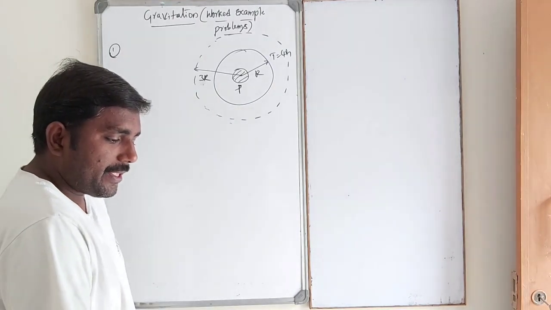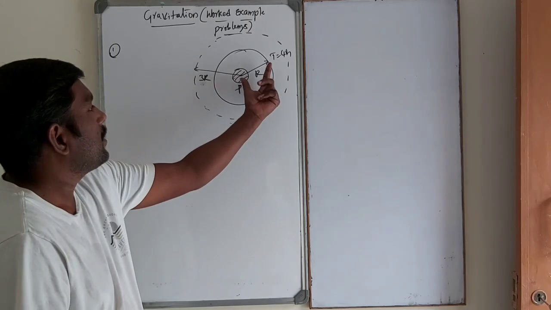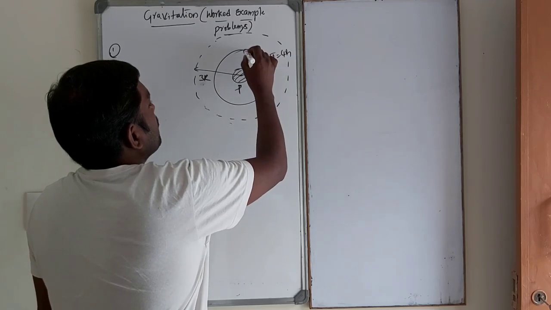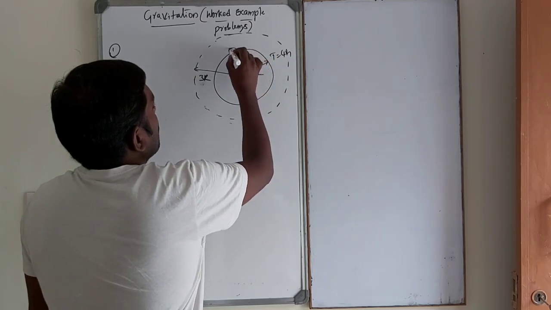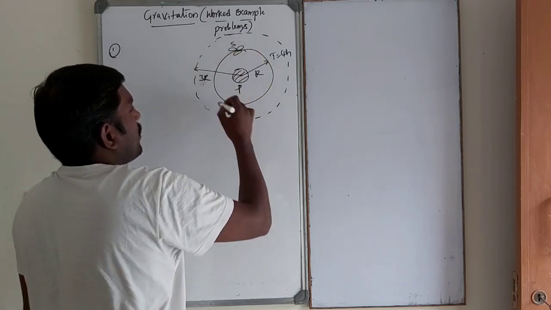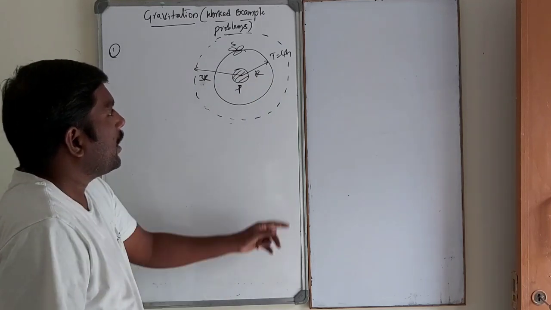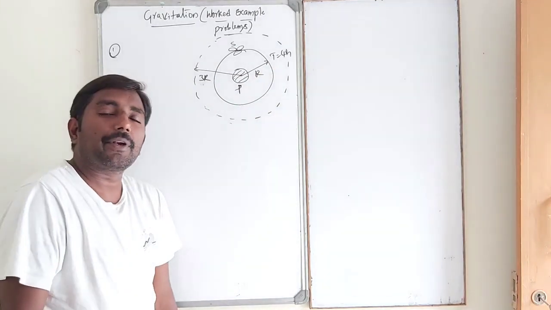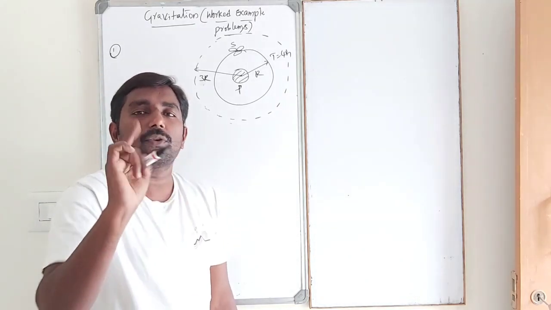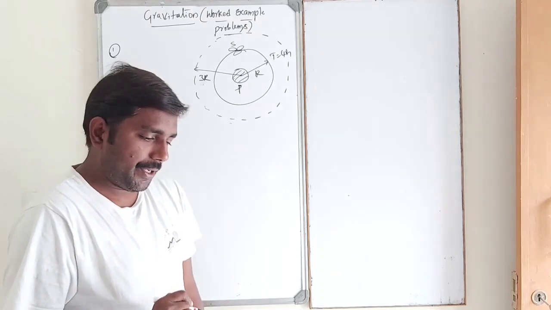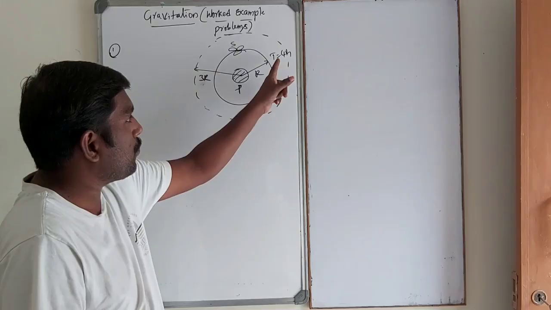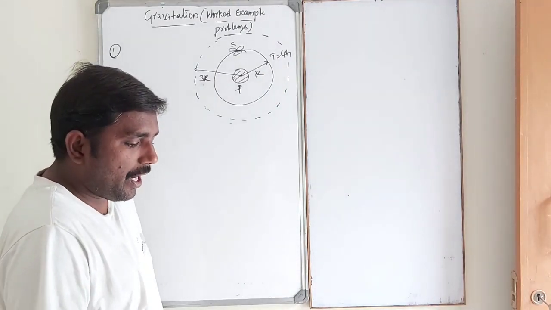First problem. A satellite in a circular orbit of radius r. This is the satellite, which revolves around the planet of radius r. It will take 4 hours. The time period of the satellite is 4 hours. Time period means what? Time taken by the satellite to complete one cycle. That is nothing but time period. A satellite in a circular orbit of radius r has a time period of 4 hours. What will be the period of another satellite?